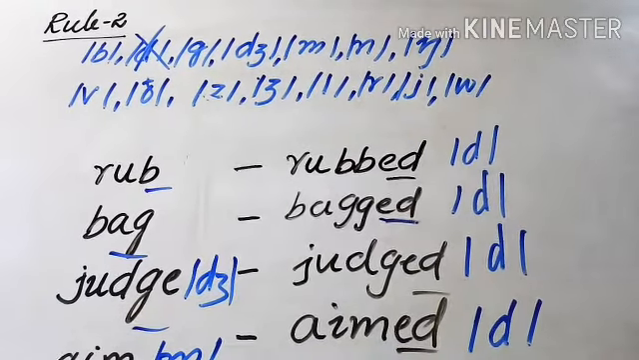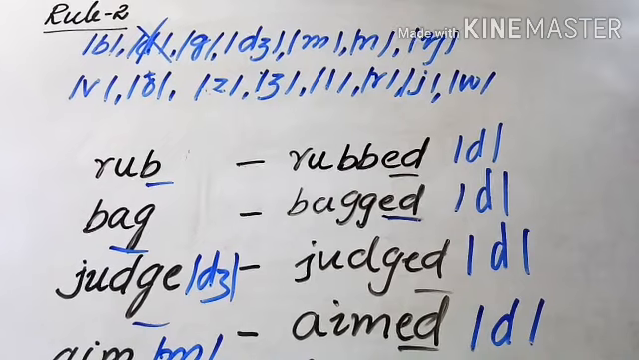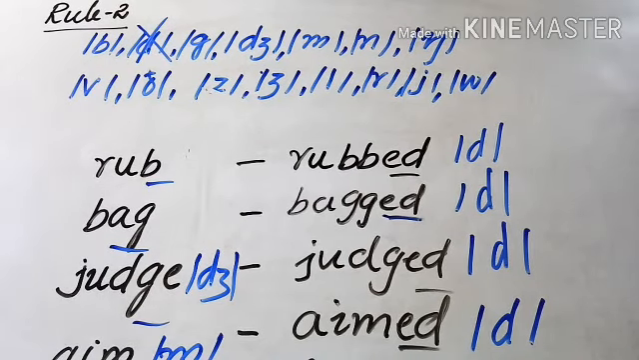So when the verb ends in a voiced consonant, when we make it a past form or a past participle form, or when sometimes it is also used as an adjective, then the ed must be pronounced as da, but not t or id. This is rule 2.